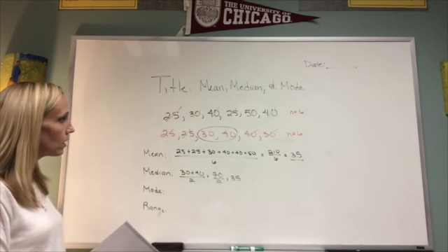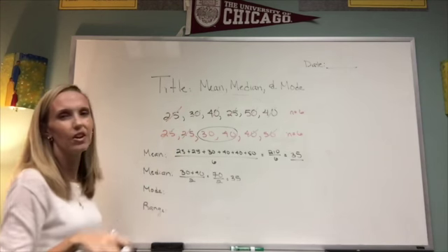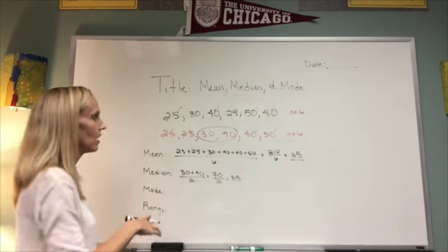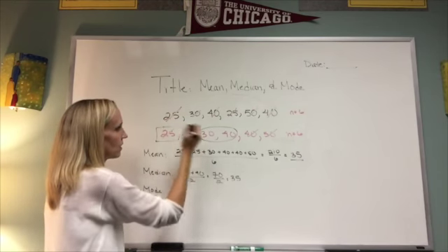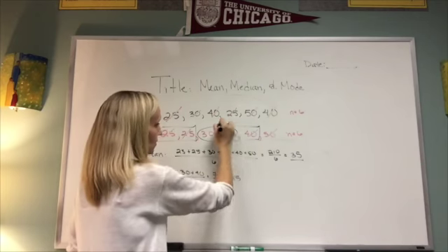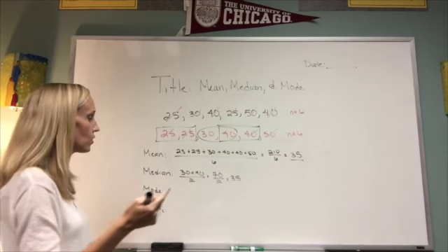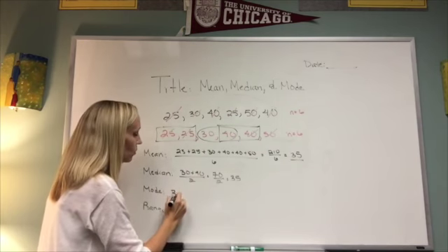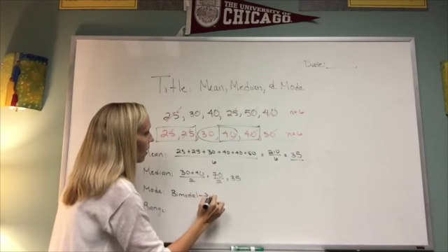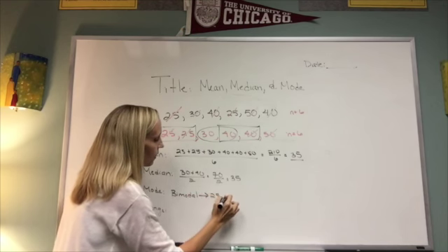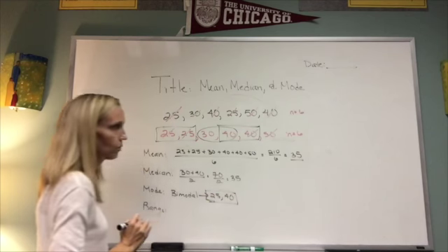Now my mode, well, what do I look at? See, this is why I don't like doing the cross out thing. I'd rather do the rainbow because it's kind of hard to tell. But I have a pair of 25s and I have a pair of 40s. So I have 2 numbers that have 2 of themselves. So this is truly bimodal because there are 2 modes, and they are 25 and 40. And this is what your answer would be. You just list both. Okay?